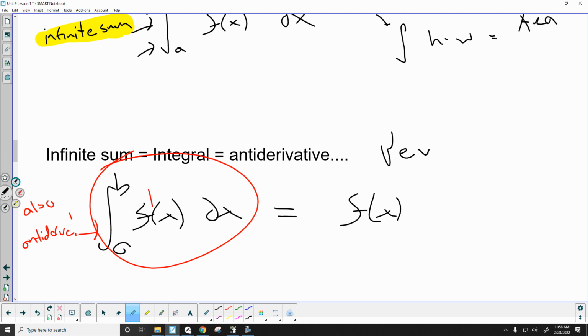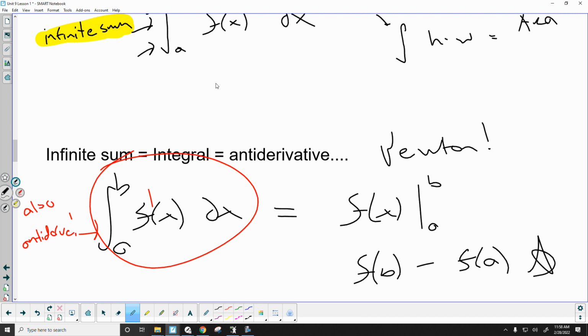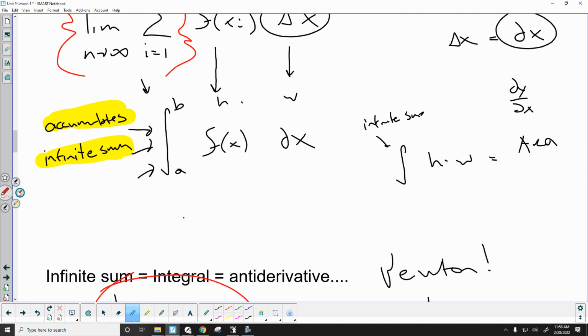Now, most AB Calc students do the Riemann sum, infinite sum approach first, and then they go into Newton. I kind of taught you the Newton stuff first, and now we're going back to realize that it's just an infinite sum. Okay? So, accumulate, infinite sum, antiderivative. It is an area because it's an infinite sum of height times width.